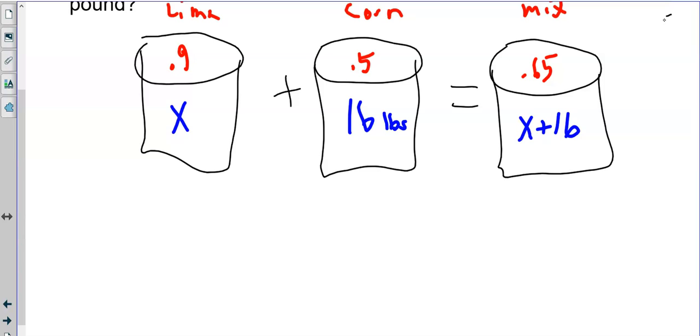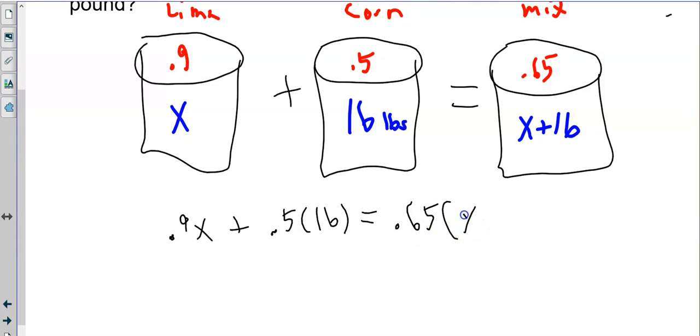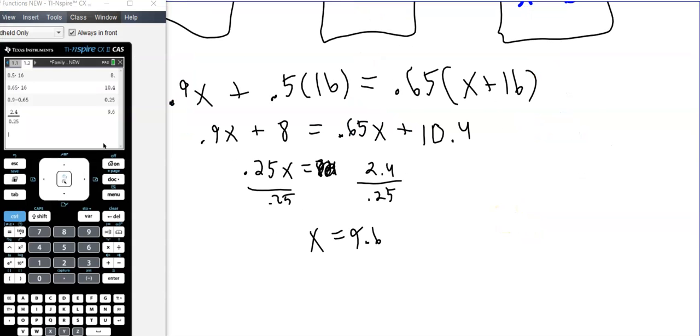To figure out how much lima beans, you take the cost times the number of pounds. So it would just be 0.9x plus, the cost per pound for corn times the number of pounds, so 0.5 times 16, equals the cost times the number of pounds, so 0.65 times x plus 16. You're just going to solve that problem. You solve that and you get x equals 9.6.